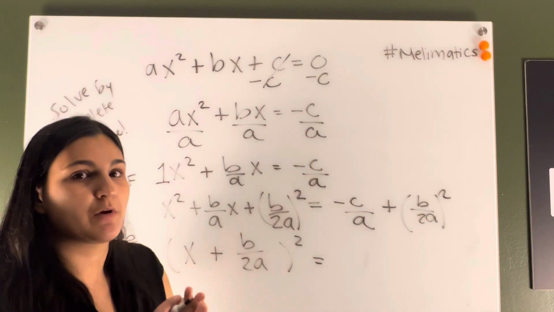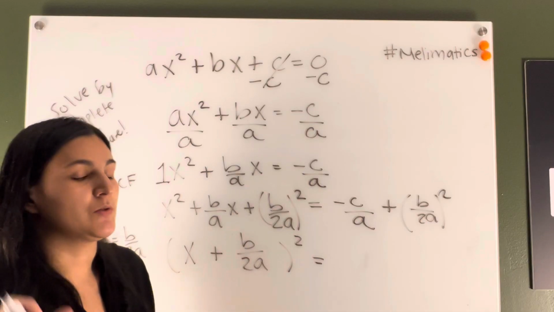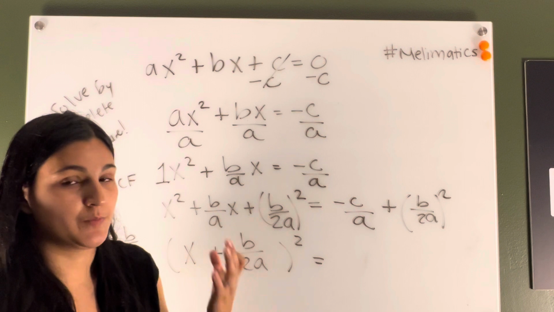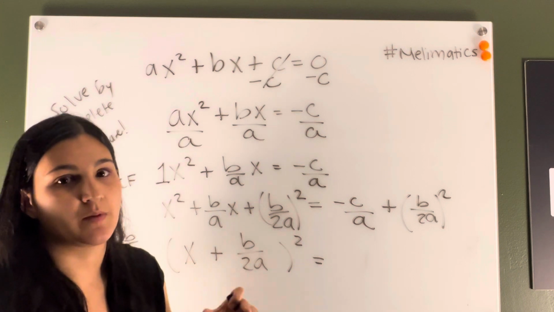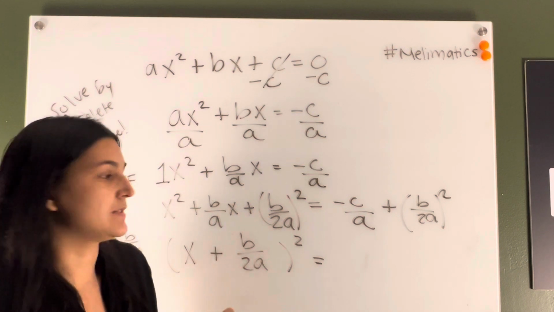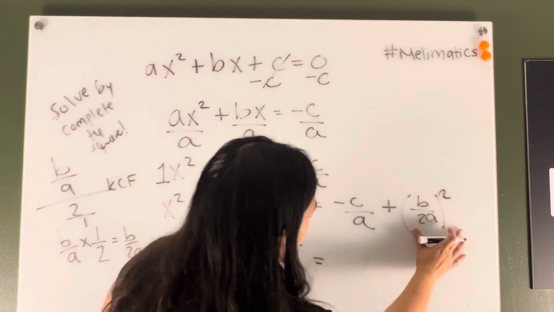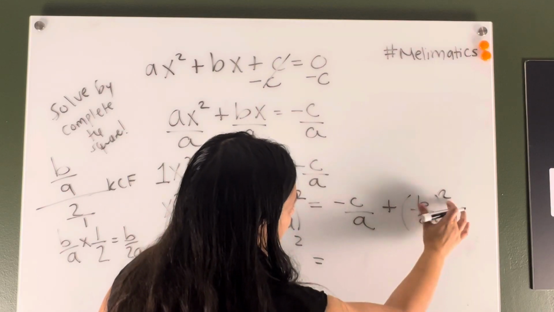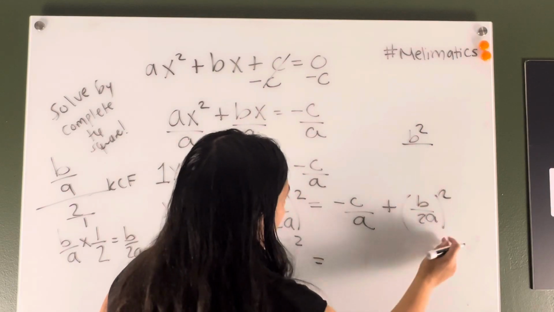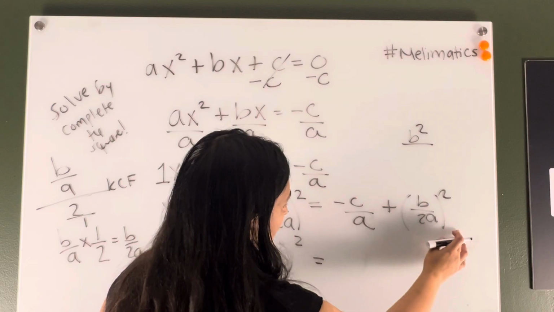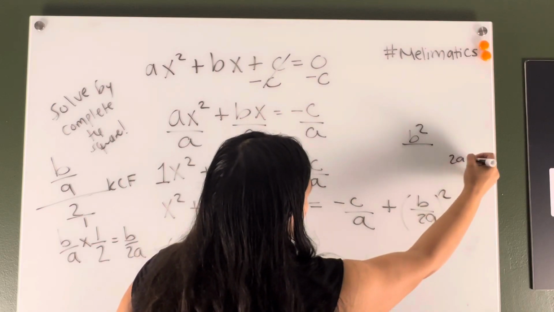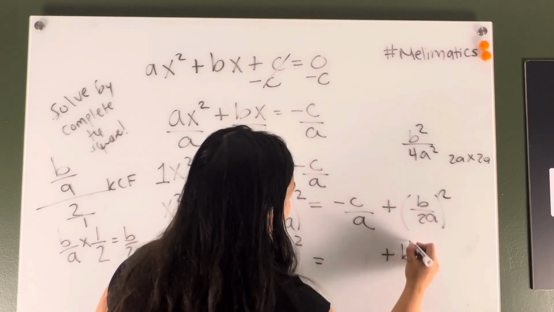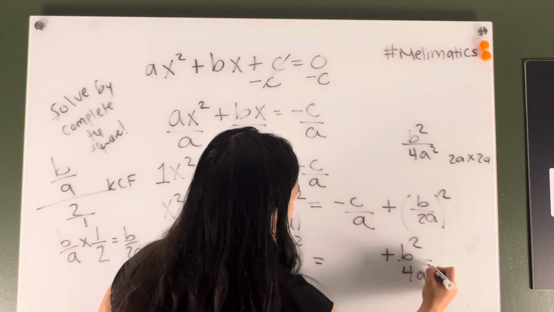Remember, to add or subtract fractions, you need to have a common denominator. So just find it, make both of the fractions' denominators become it, and then of course do the same thing to the top to be consistent. Math is about consistency. So here, we're going to figure out what this is first. So what is b over 2a squared? That's just b times b on the top, and then 2a times 2a on the bottom, right? So 2a times 2a is 4a squared. Okay, so it's going to be plus b squared over 4a squared.